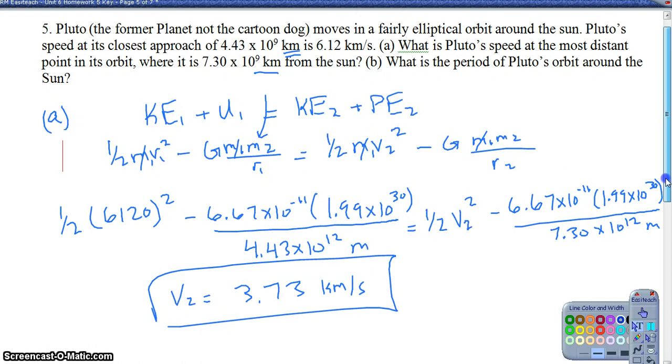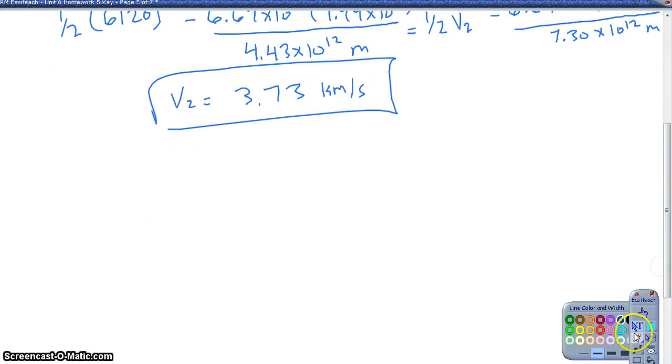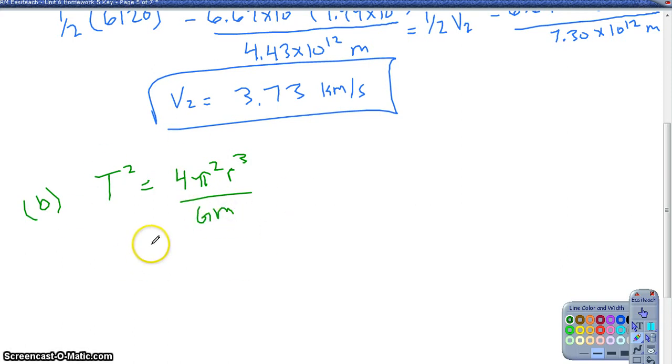Part B, what is the period of Pluto's orbit around the sun? And the key concept in this question is making sure we're comfortable with the fact that I'm finding the orbital period for an elliptical path. So when I'm finding the orbital period for the elliptical path, right, I can't just use the equation that we've seen a few times before, right? I can't just do this where I have r, because the radius isn't uniform. So I'm not able to just use this equation that we've seen from Kepler's third law.